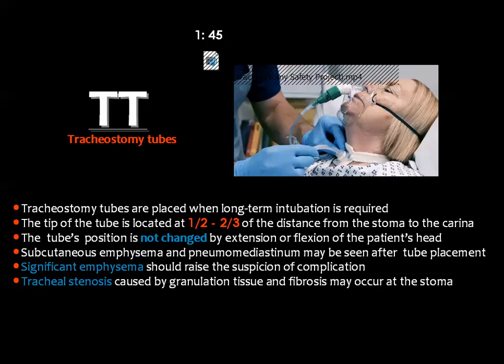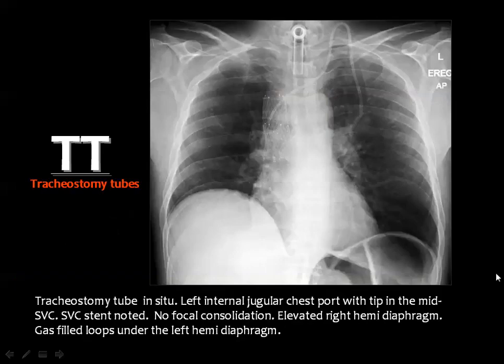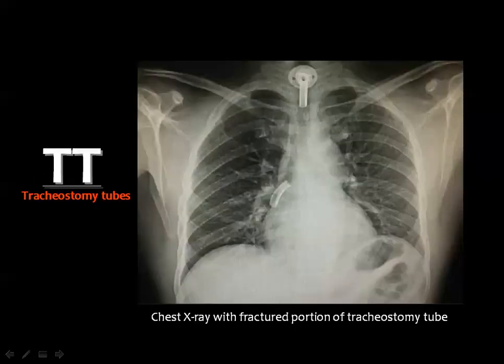Okay, then this is the tracheostomy tube, and the patient also had a central venous line. We'll discuss this in this lecture. And also, if you look carefully, you can see a stent within the superior vena cava, which is usually used to treat superior vena caval thrombosis, which is one of the common complications of multiple central venous line insertions.